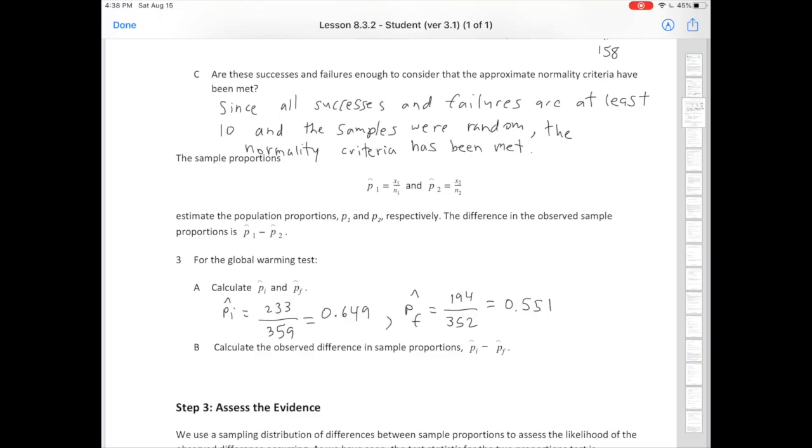Okay, so calculate the observed difference now. So now we just need to subtract them. So we're going to do pi hat minus pf hat. This is going to be 0.649 minus 0.551. So if I do that in my calculator, let's see what we get. I get 0.098.